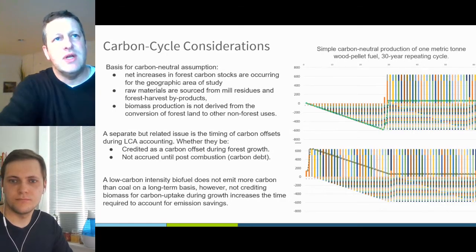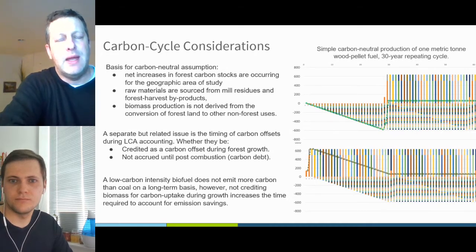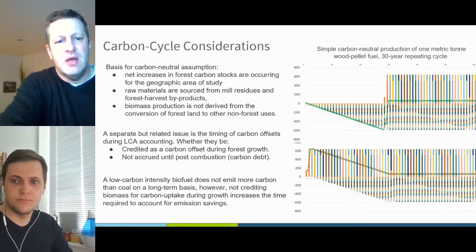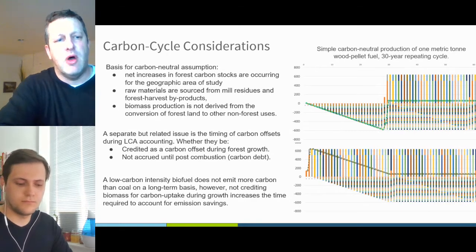In addition, as Andreas said, the raw materials are a secondary product, so there's primary timber harvest that's occurring, and the source material for the wood pellet is the mill residues and the byproducts of the forest harvest. And then finally, in accordance with EU regulations, none of the biomass is derived from the conversion of forest land to non-forest uses. So that tells us a little bit about the raw material.